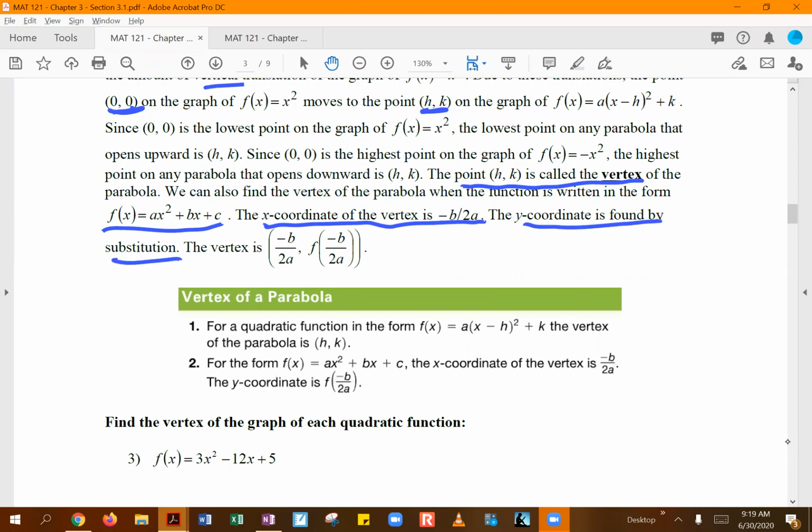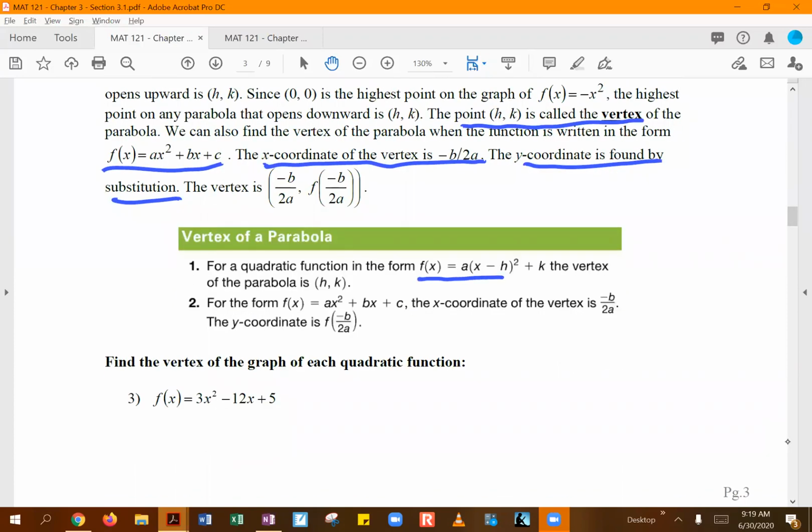So it's actually going to be based on how the equation is given to you. If the equation is given to you in the transformation form, then you just need to use the h and the k coordinates to come up with the vertex of the parabola. But if your equation is given to you in the standard form, then use this equation to find the x coordinate for your vertex, which is negative b over 2a. Once you find the x, put it back into your function, and that will help you find the y coordinate. So two different methods of finding the vertex of the parabola.